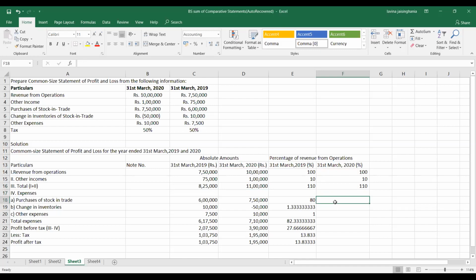Okay, same you have to do for purchase in stock in trade, change in inventories. Like see, for change in inventories the amount is in negative, so you have to write the percentage in negative only. 50,000 into 100 divided by 10 lakh. Okay, if 10 lakh is 100 percentage, minus 50,000 is how much percentage? So you'll get your answer as 5, and that will be in negative.